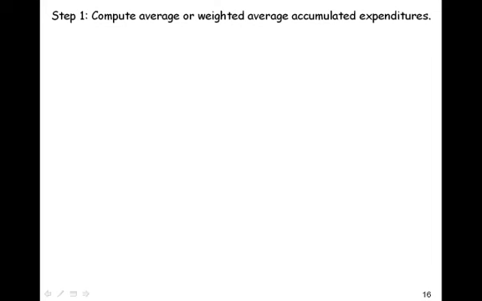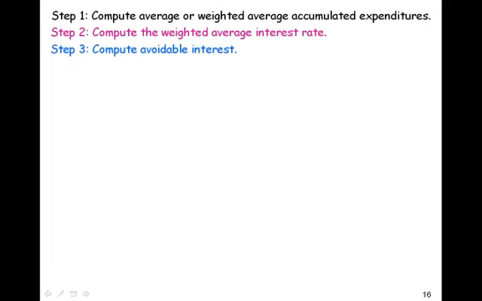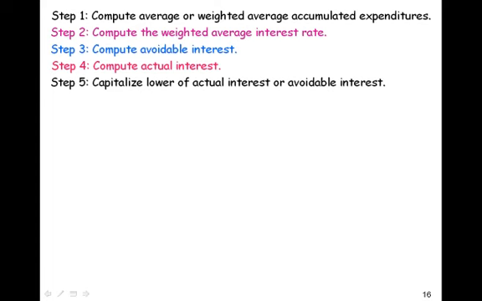There are 5 steps for capitalizing interest. We'll list them and then look at an example. The first is to compute the average or weighted average accumulated expenditures. The second is to compute the weighted average interest rate. The third is to compute avoidable interest. The fourth is to compute actual interest. And the fifth is to capitalize the lower of actual interest or avoidable interest.